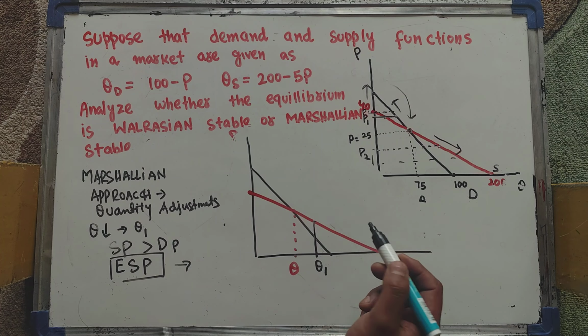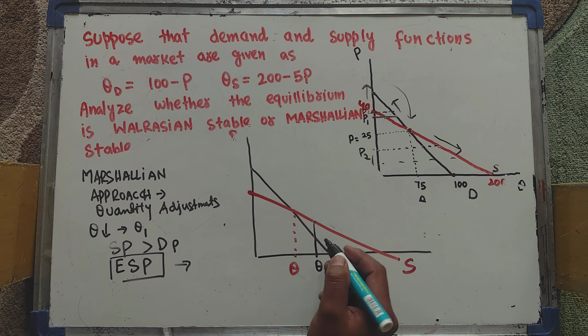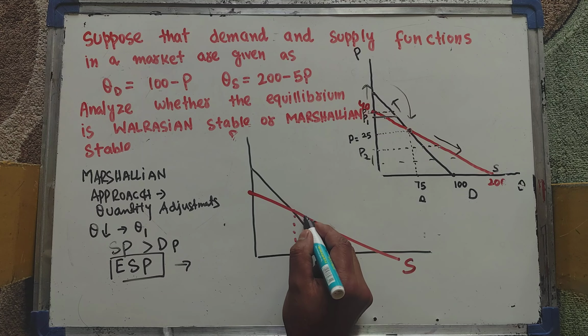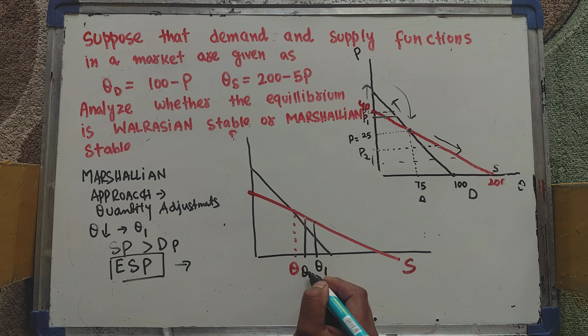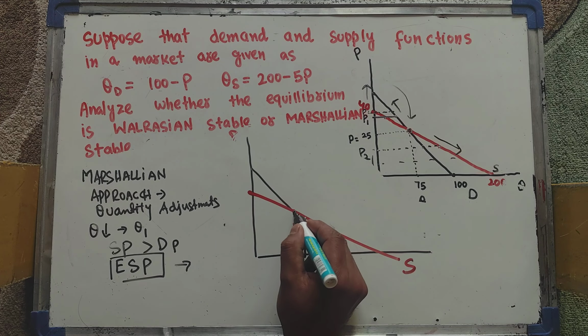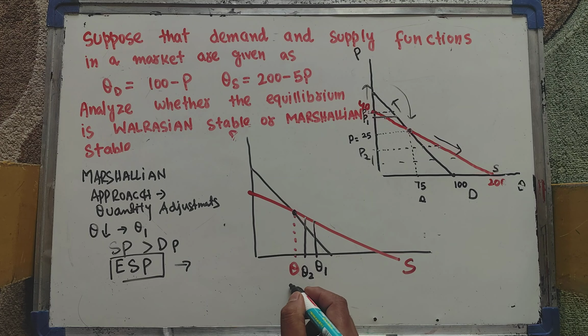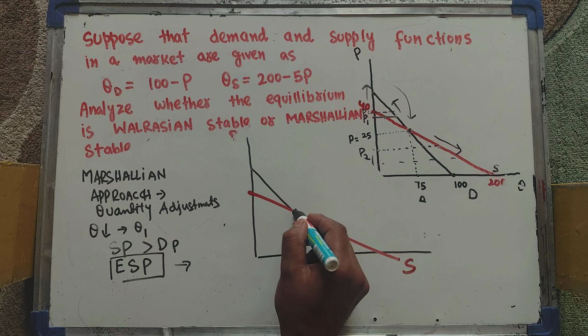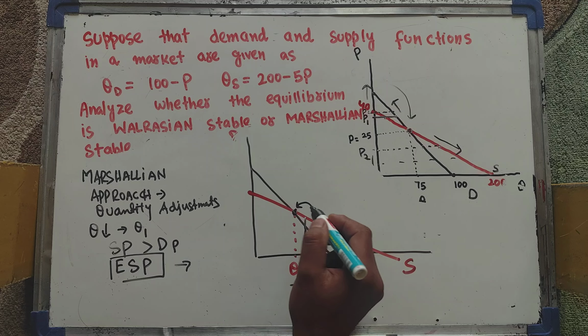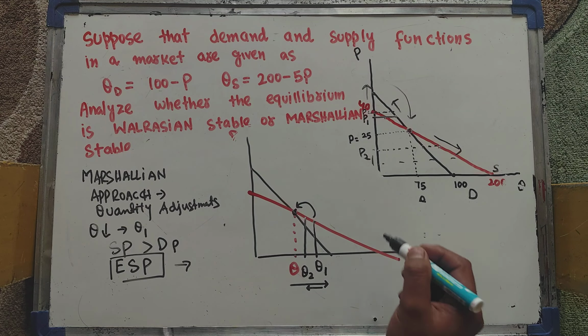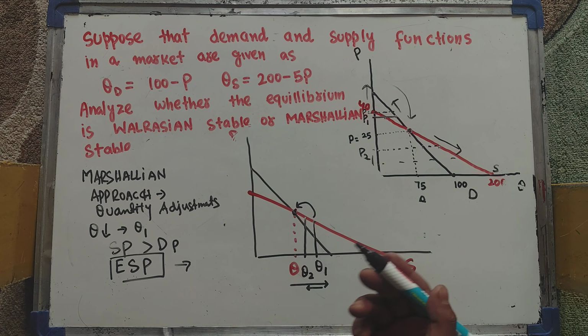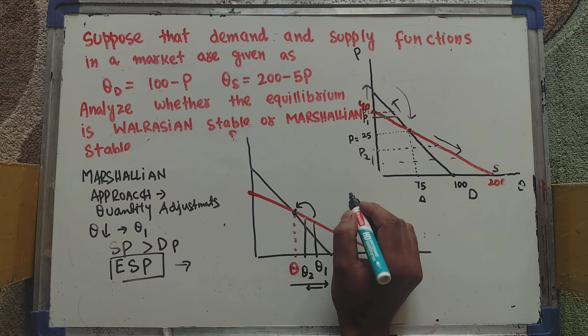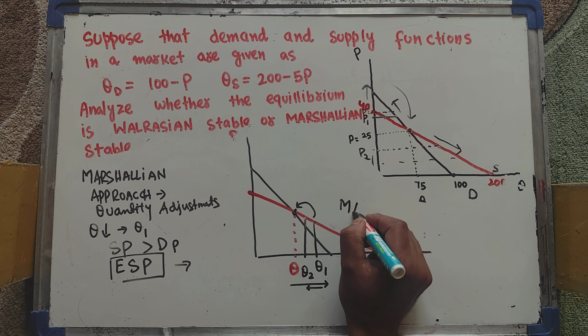This will induce producers to decrease the supply, so supply will decrease, let us say to Q2. Since we were at this point, we moved to Q1 for some reason, then we moved to Q2, and this adjustment will continue till we reach back to the initial point. So we can say that in this numerical example, it is Marshallian stable.